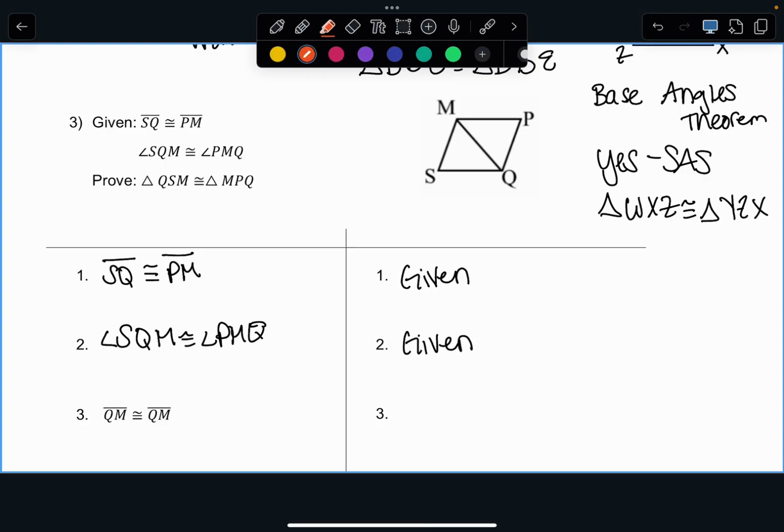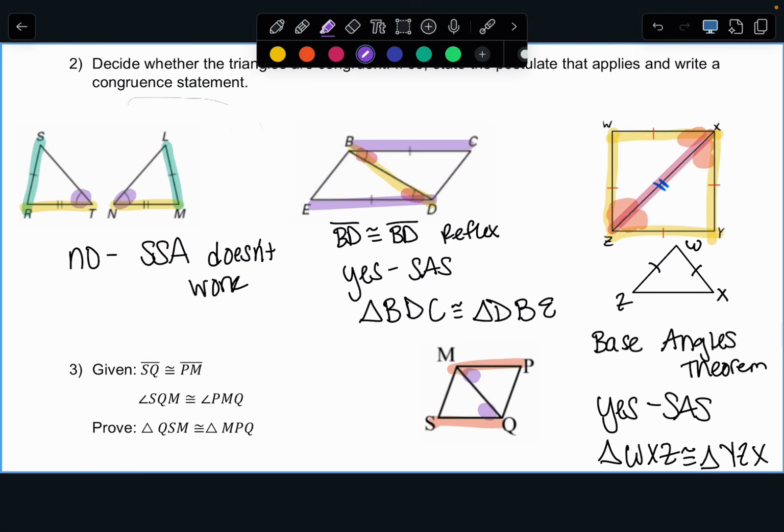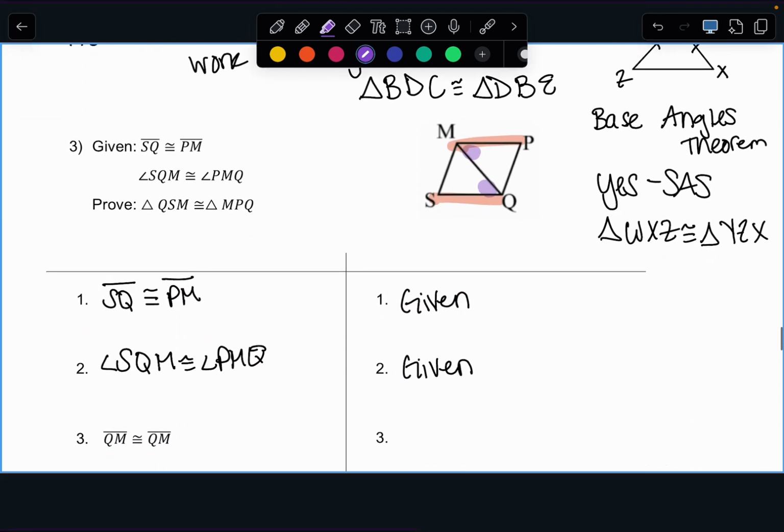So this is what we have. SQ congruent to PM and angle SQM congruent to PMQ. That's what we have currently. This is very similar to this one. We had the top and bottom sides congruent and we had those angles congruent. So all I need is 1 more side.